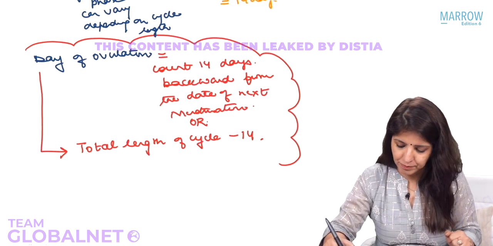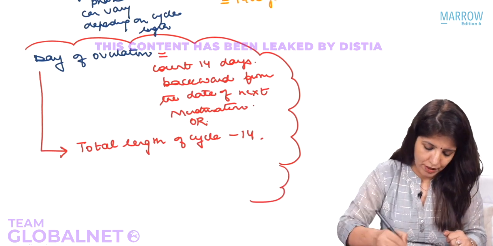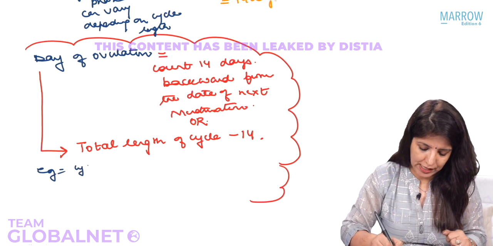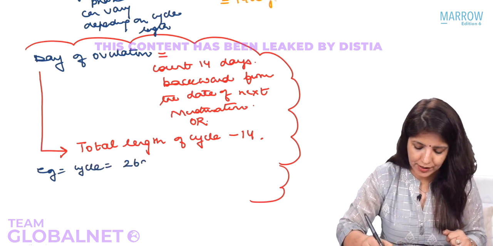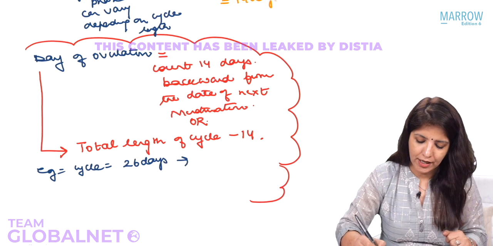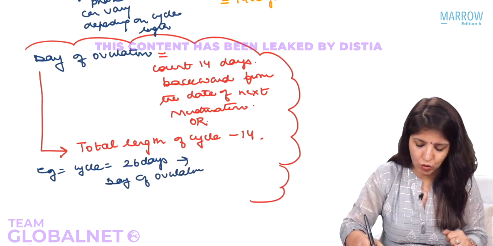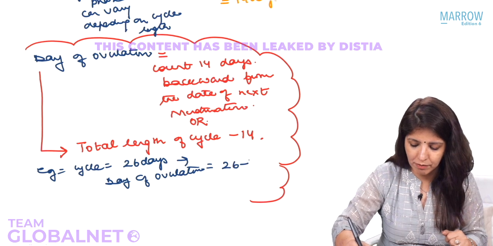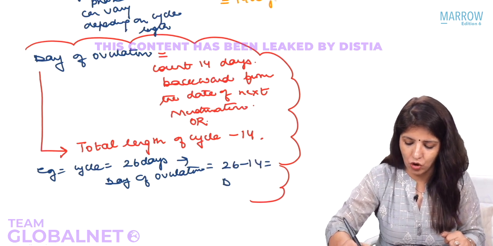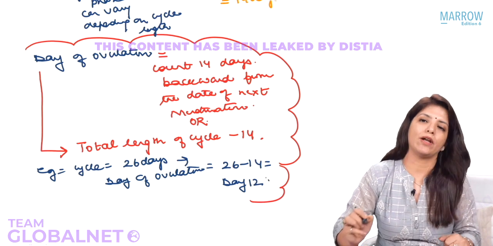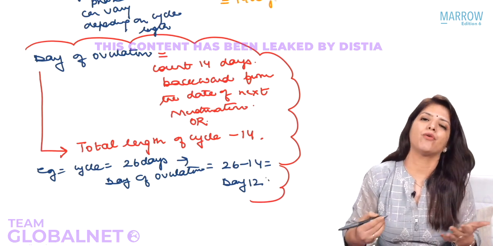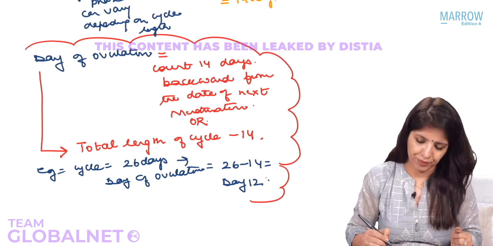For example, if a female's cycle is 26 days, then the day of ovulation, what will it be? She is going to ovulate 26 minus 14, that is on day 12, right? That is how you calculate ovulation.